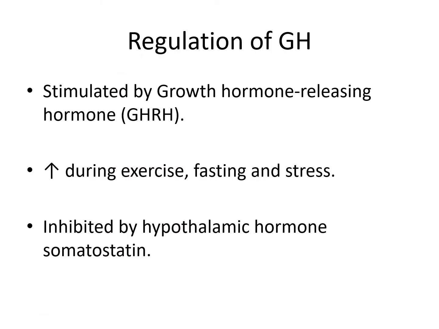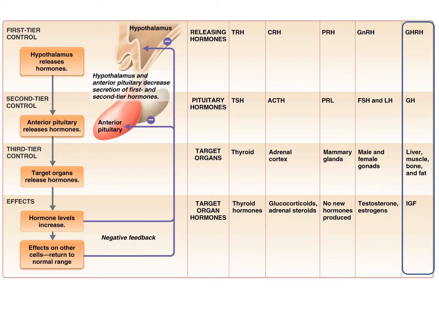Now, how is it regulated? It's stimulated by growth hormone releasing hormone from the hypothalamus, and so it increases during exercise, fasting, and stress. It's inhibited by somatostatin, which has multiple inhibitory effects. So again, growth hormone is stimulated by growth hormone releasing hormone and inhibited by somatostatin. It has effects on liver, muscle, bone, and fat, which will produce other effects through insulin-like growth factor.